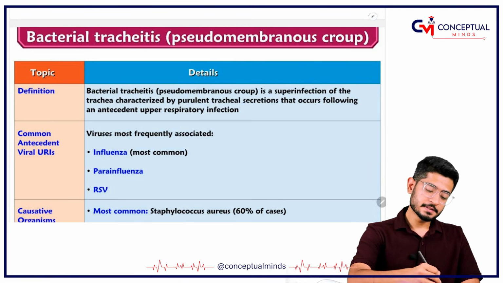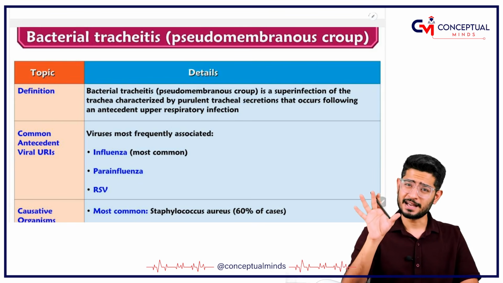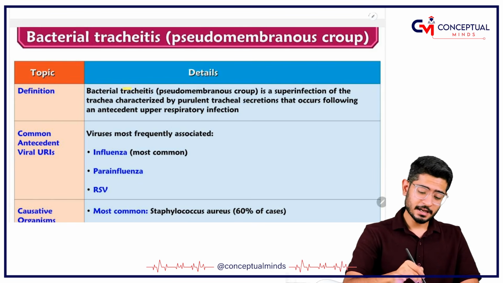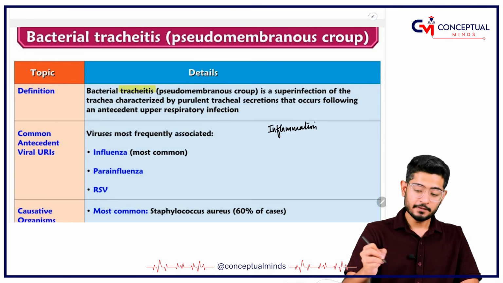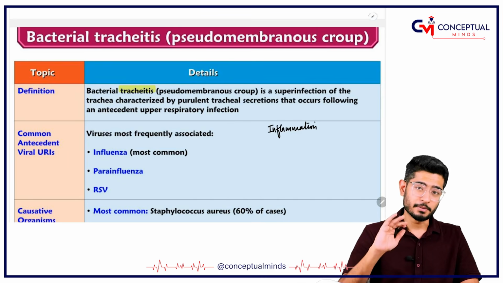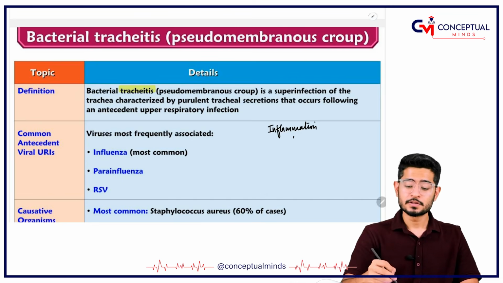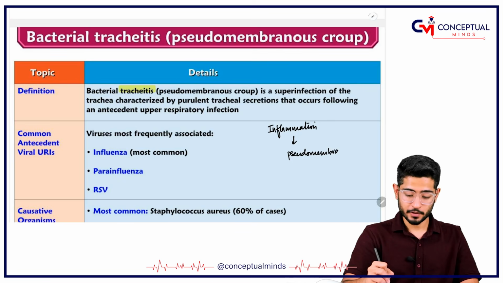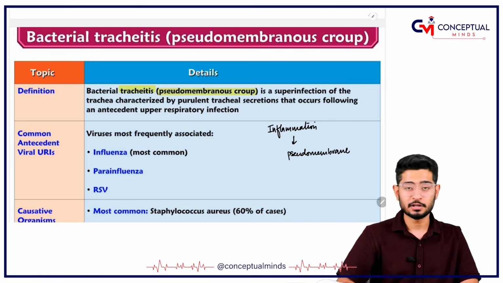As the name suggests, it is tracheitis. Now what do you mean by tracheitis? Tracheitis is inflammation of the trachea. Now, inflammation of the trachea is going to have a membrane deposition which is not a true membrane. It just looks like a membrane, so it's a pseudomembrane. That is why it's called pseudomembranous croup.